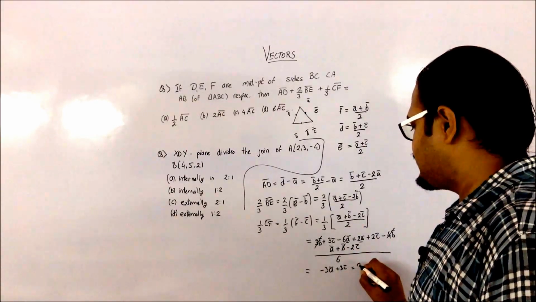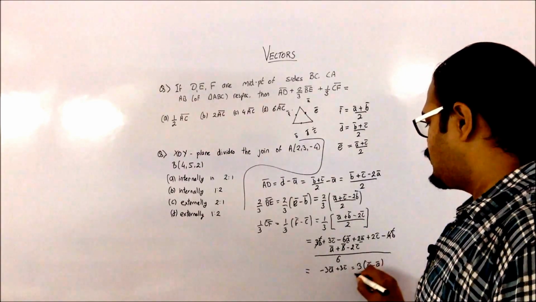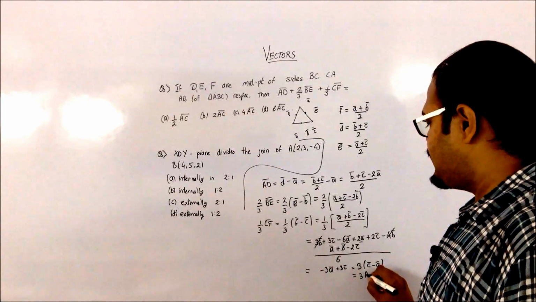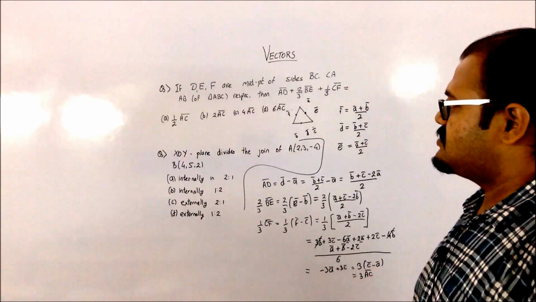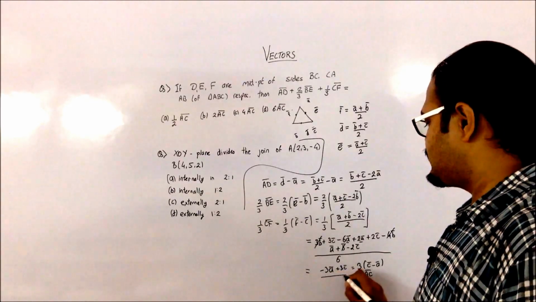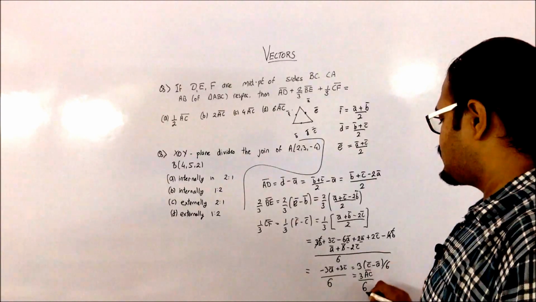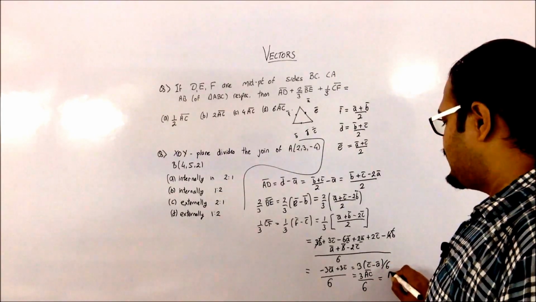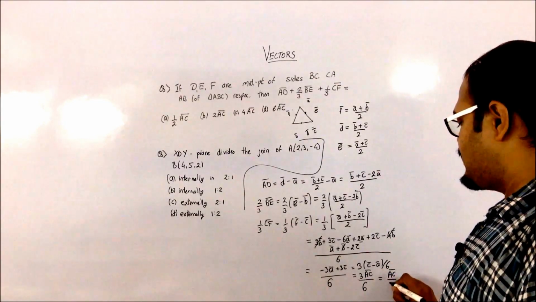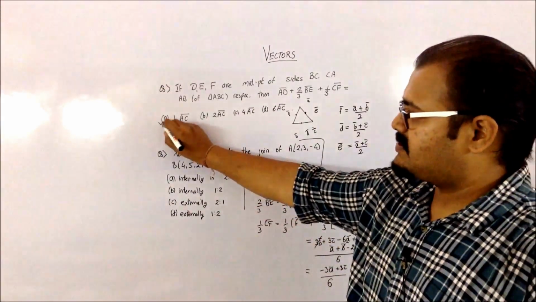So if we take 3 outside, it will be C bar minus A bar, which is nothing but 3AC bar. So this thing divided by 6 is basically AC bar by 2. So I'm getting half AC bar, which is option A.